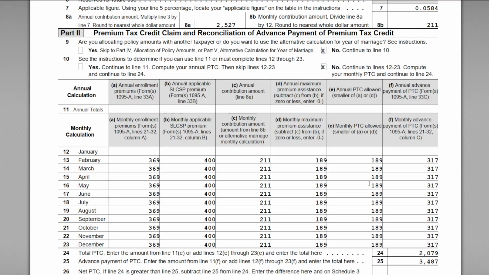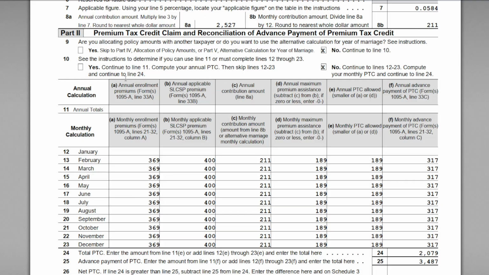Now moving on to part 2. For questions 9 and 10, these are both no, they don't apply to us. So question 9, we're not allocating policy amounts between the taxpayer and another party. So we continue on to line 10.